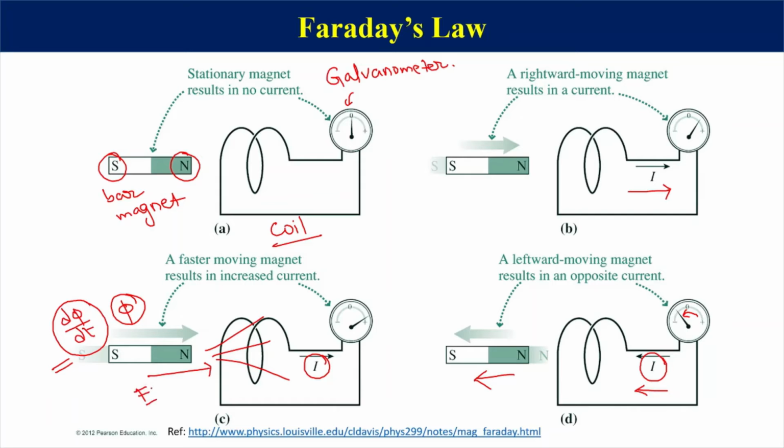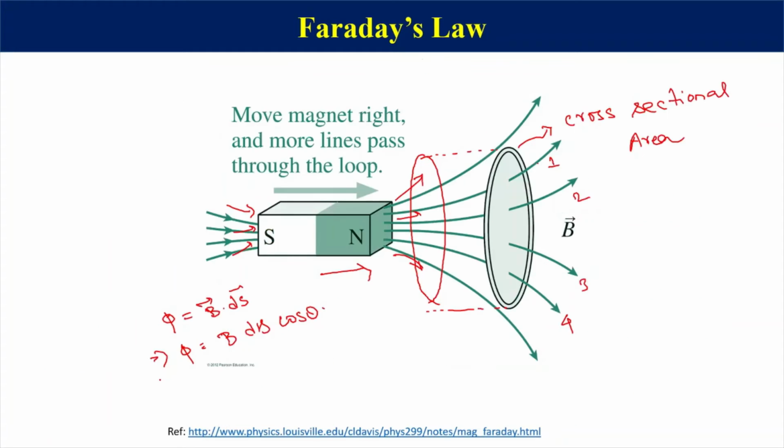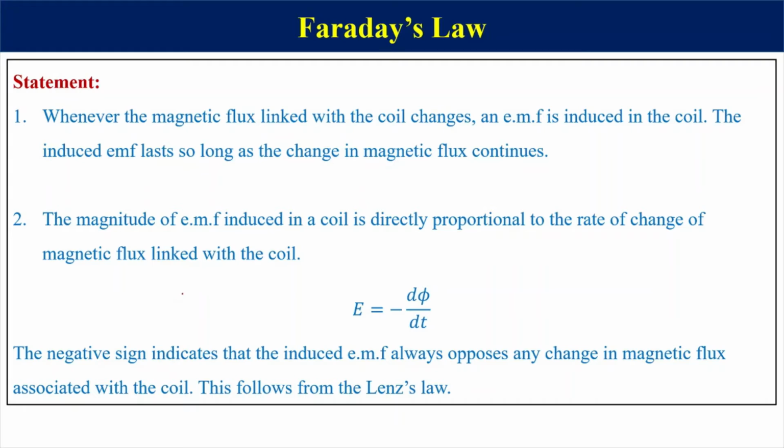Alright, so let's see how exactly Faraday framed his law. There are two statements formally of Faraday's law. You may join them together into a single statement or a single paragraph, but here, for your better understanding, I have broken it down into two parts. The first one goes like this: whenever the magnetic flux linked with a coil changes, an EMF, meaning electromotive force, is induced in the coil. The induced EMF lasts so long as the change in magnetic flux continues.